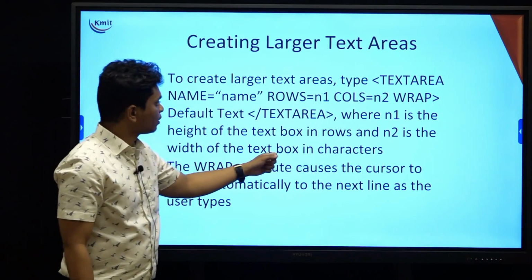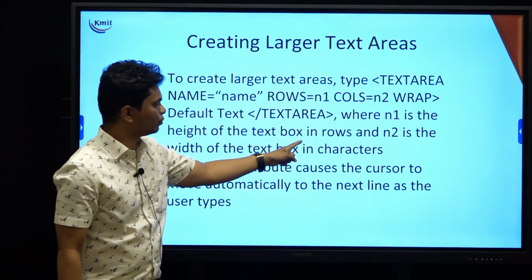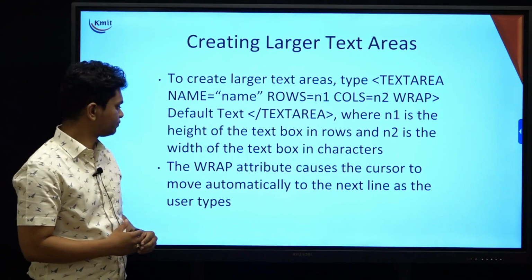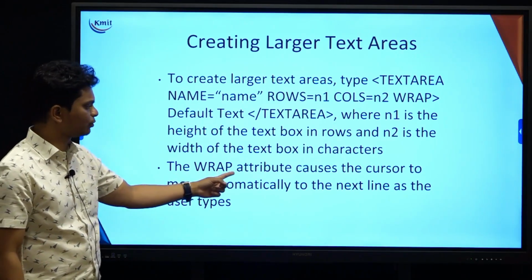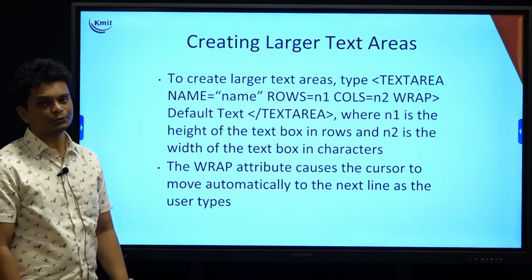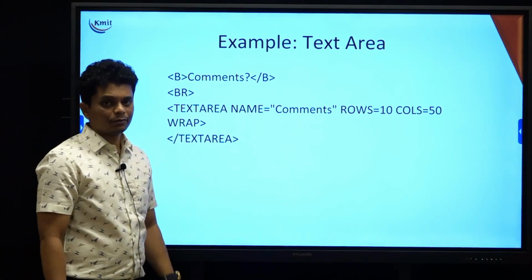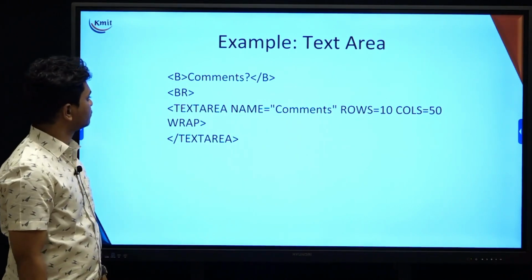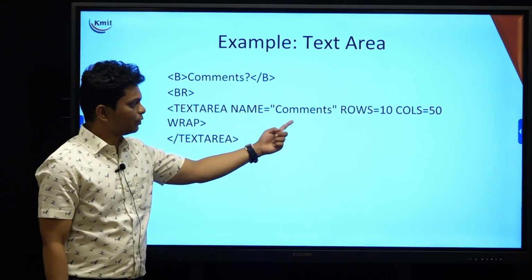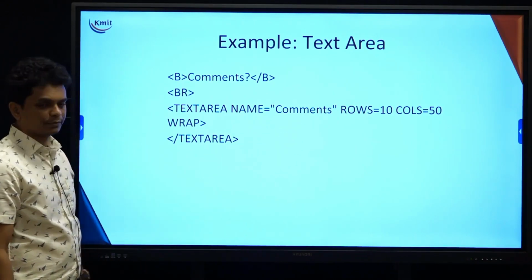Wrap is an important attribute where it wraps all the rows and columns together. And here the N1 is the height of the text box in rows and N2 is the width of the text box in characters. The wrap attribute causes the cursor to move automatically to the next line as a user types. So this is an example script for text area. Text area name equals to comments, rows 10, columns 50. Wrap.